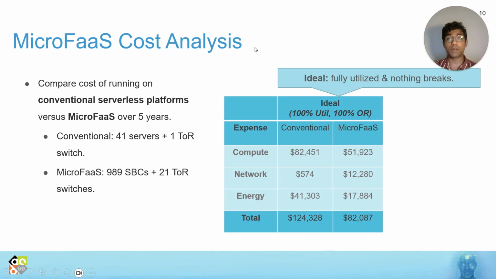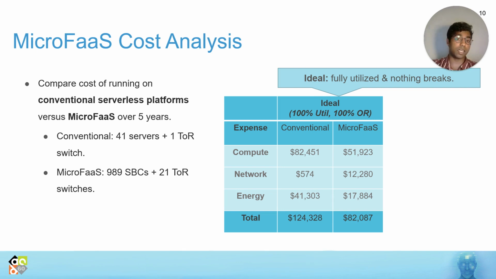Then we ran a MicroFaaS cost analysis. We compared the cost of running both the conventional serverless platform and MicroFaaS over a 5-year period. In the conventional case, we used 41 servers and 1 top-of-rack switch. And in the MicroFaaS case, we used 989 single board computers, which provide the same throughput as 41 x86 servers, along with 21 top-of-rack switches.